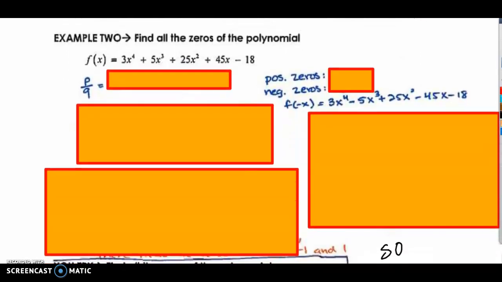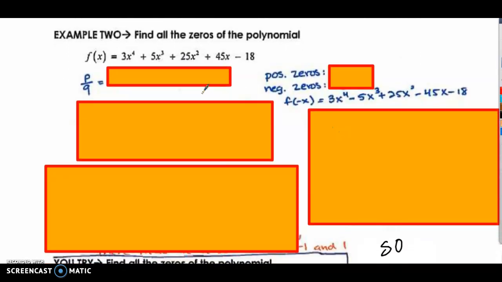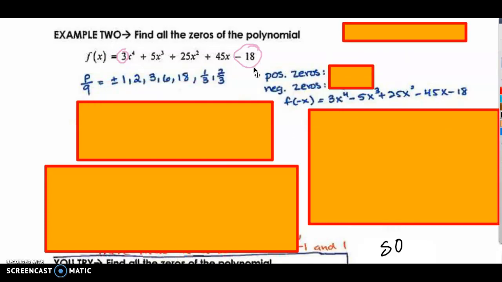Okay, so find all the zeros of the polynomial. So we're going to put all the factors of p over the factors of q. Okay, so let's do that. What happens when we do that? Well, what are the factors of negative 18? It's always plus or minus. What numbers go into 18? 1, 2, 3, 6, and 18.